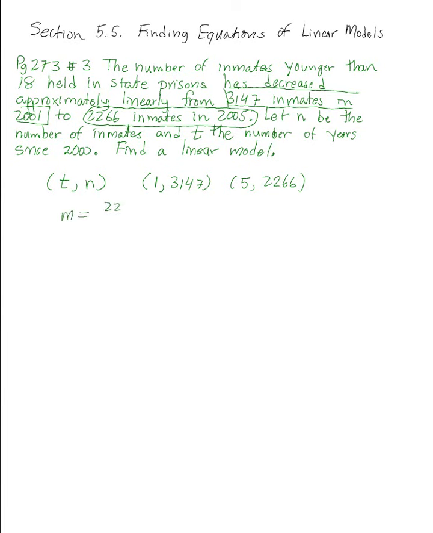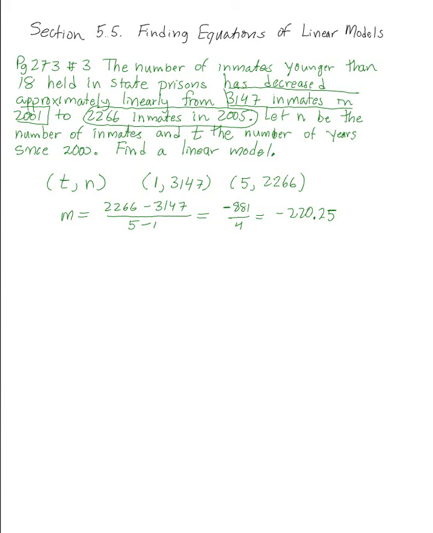Slope is going to be 2266 minus 3147 over 5 minus 1. I'm going to need my calculator for that. I get minus 881 over 4, which is minus 220.25. Now, a typical question I might ask you, not asked in this problem, is what does that number mean? What does slope mean? Notice we have number of inmates on top and years on bottom. So what the slope tells me is the number of inmates is dropping by approximately 220 a year.